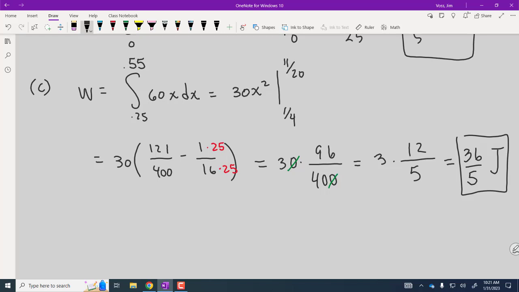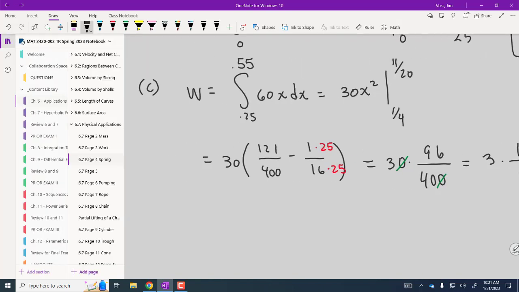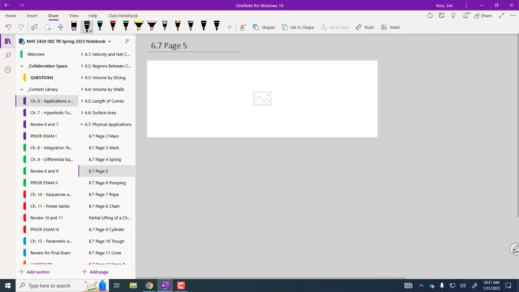Any questions on the spring? Spring, it's a pretty good first example because you can kind of visualize it pretty easily.